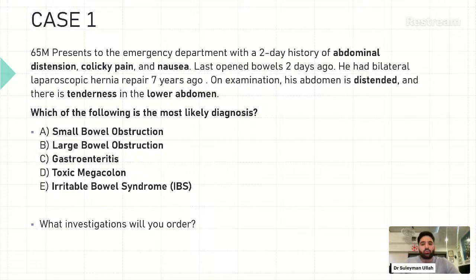So what would your suspicion be out of these options? What would you be worried about? To be honest, with this presentation, it could be multiple options. So what would your initial gut feeling be? And then we'll get into the imaging.